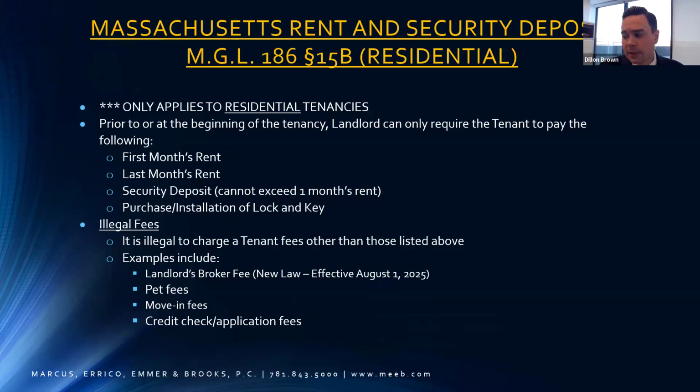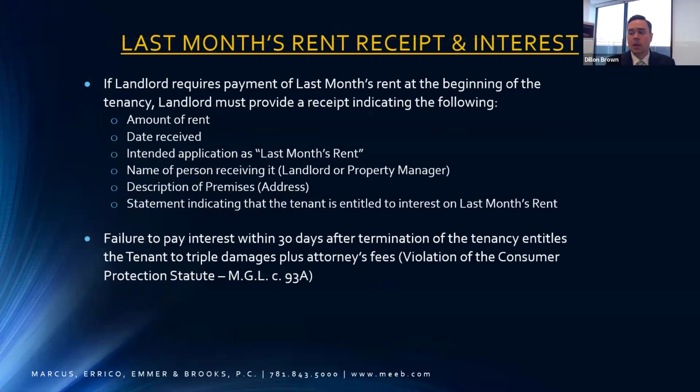Similar illegal fees are pet fees, move-in fees, credit check and application fees. And this is a common issue or complaint that is raised by property managers or landlords, essentially saying, we're going to incur all these fees in order to process the tenancy or look at their application. Shouldn't we be reimbursed for those expenses? And the answer is that unless you can factor it into the rent, then it's a violation of the statute. And as we'll see, if you violate the statute, the defenses are pretty severe.